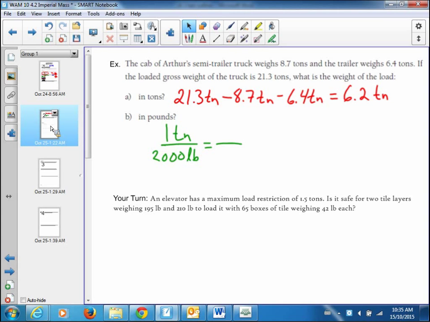We want to convert 6.2 tons. And I put it on the top so that the TN tons are matching. Tons there, tons there. And then we solve. So this is where you cross multiply 6.2 times the 2,000, divide by the 1. We'll double check together. 12,400. Great.